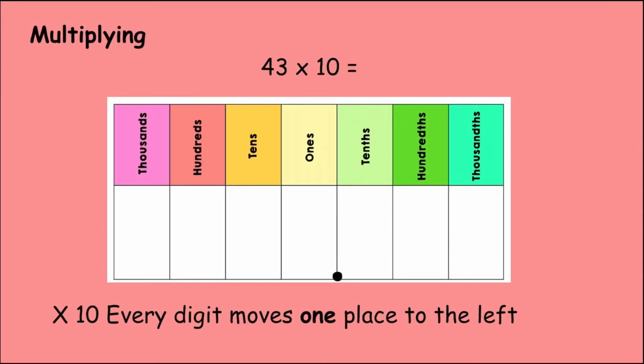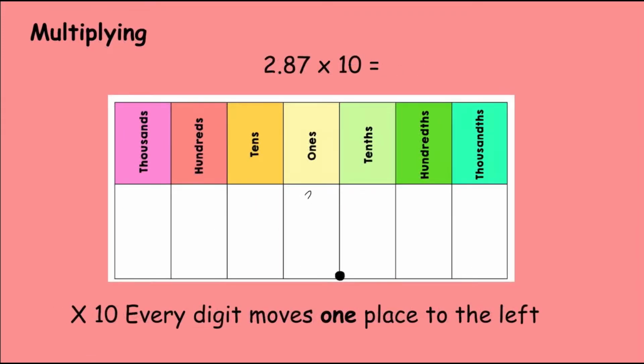We will focus on multiplying first. When multiplying by 10, all digits move one column to the left. Here, the 4 moves from the tens to the hundreds column, the 3 moves from the ones to the tens column, and we add a 0 as the placeholder. Therefore, 43 times 10 equals 430.